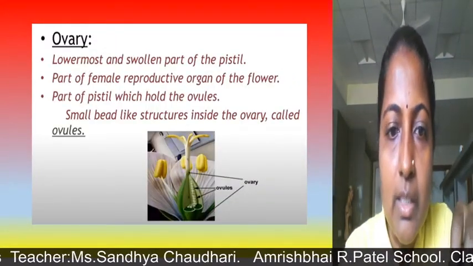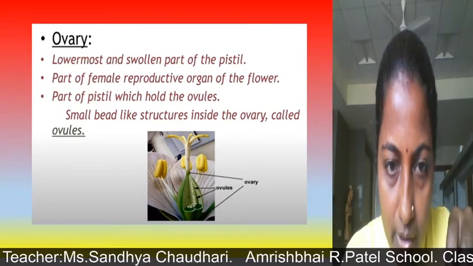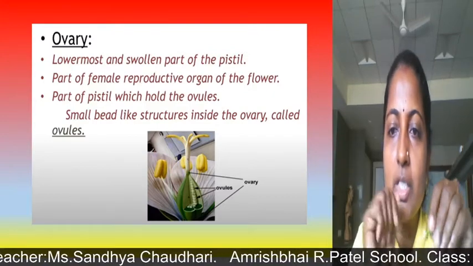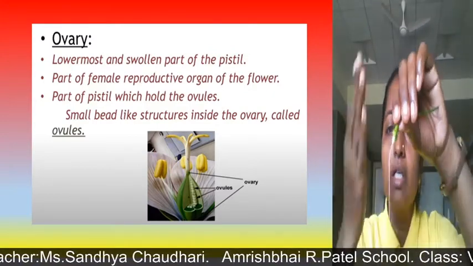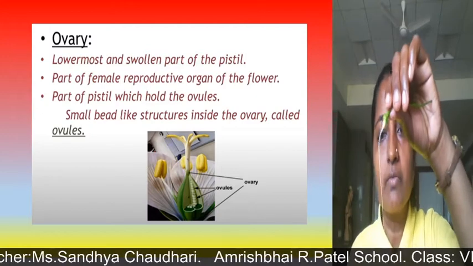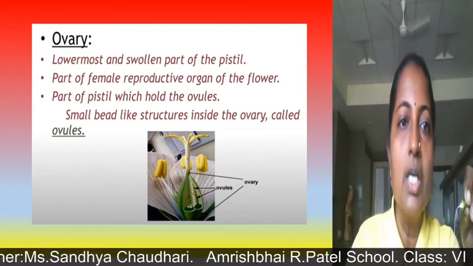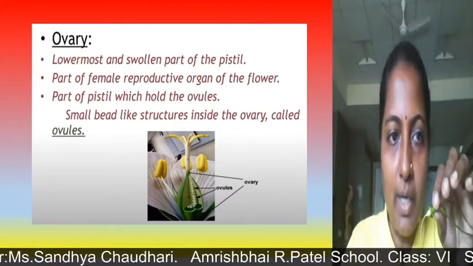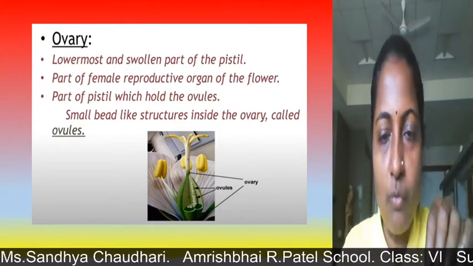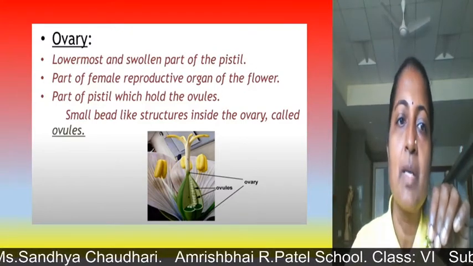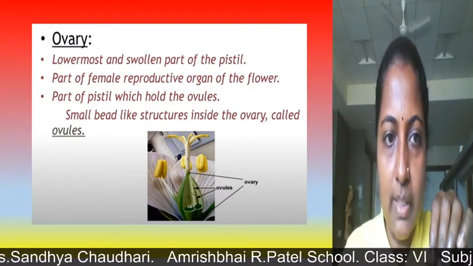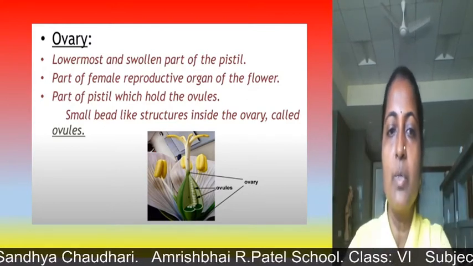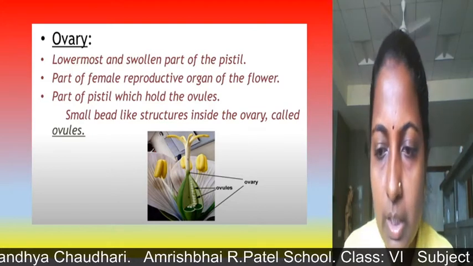Students, as you can see in the diagram, ovules and ovary. Inside the ovary, ovules are there. Very small bead-like structures are there. If you cut this ovary, longitudinally as well as transversely, you can see those bead-like structures. The lowermost and swollen part of a pistil. This is the swollen and lowermost part. Part of the female reproductive organ of the flower, that is ovary, and part of the pistil which holds the ovules. Small bead-like structures inside the ovary are called ovules. You can see it in the diagram, those are ovules.